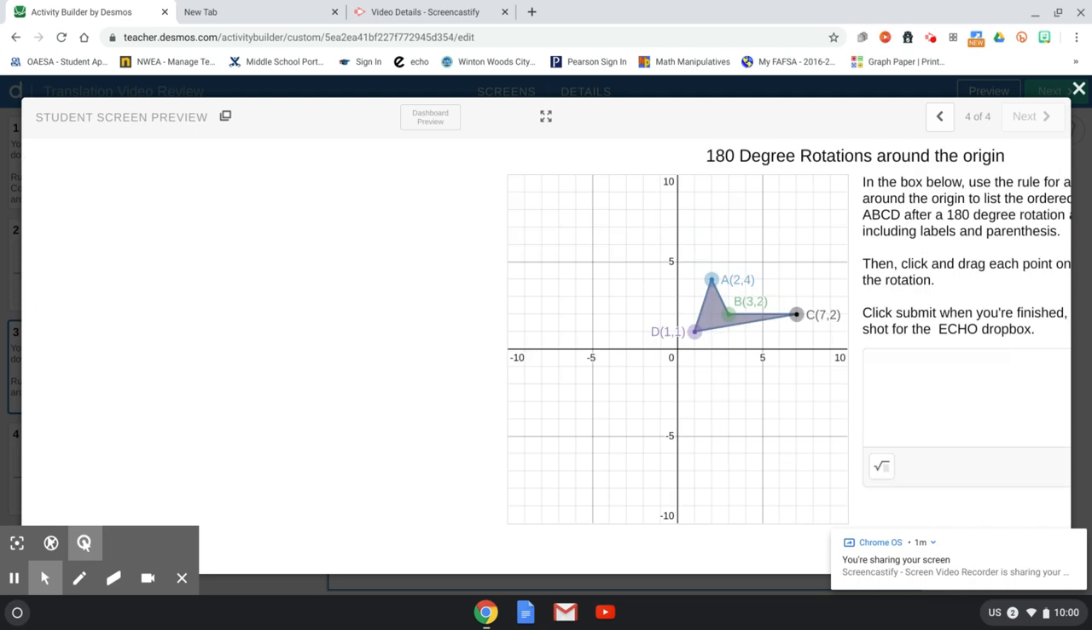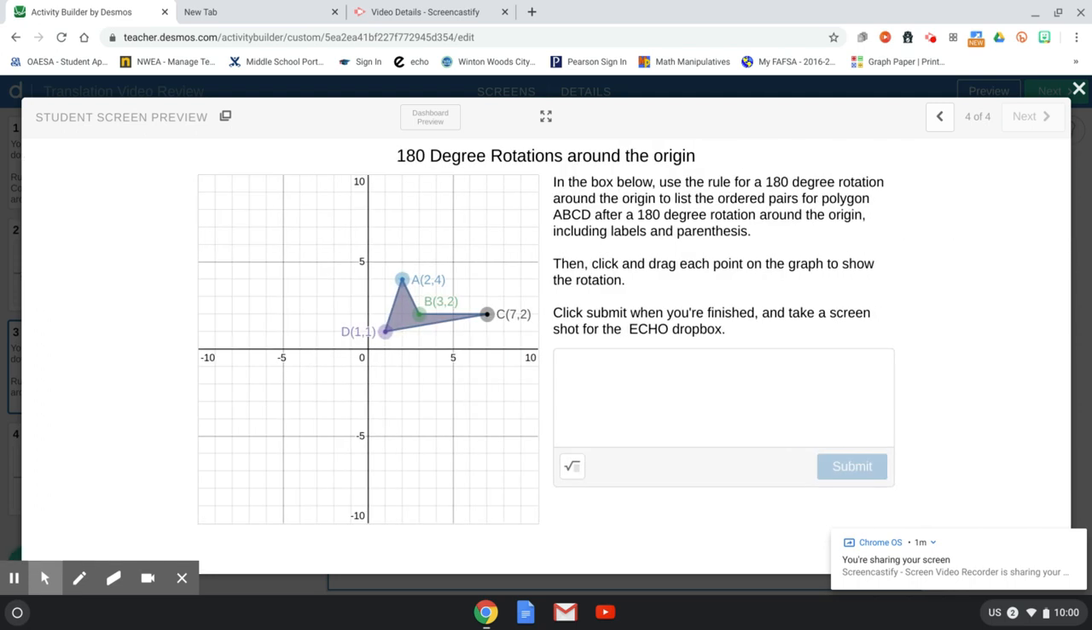All right, let's do our example. So here's our example. I will go ahead and remind us of our rule. The rule for 180-degree rotation says (x, y) turns into (negative x, negative y).